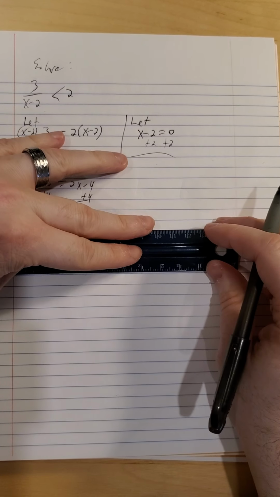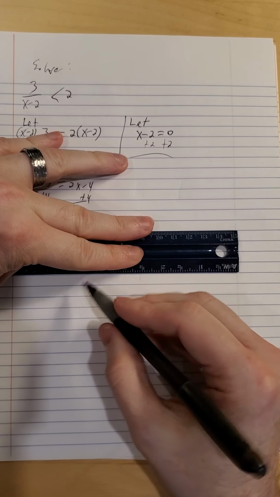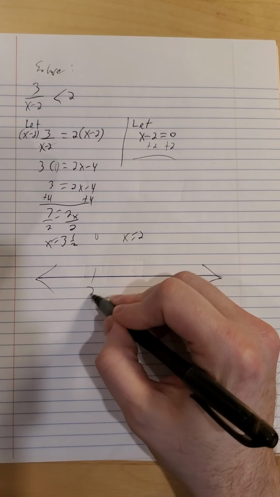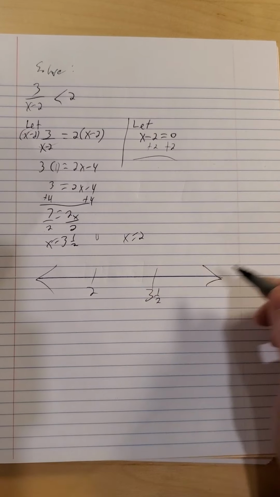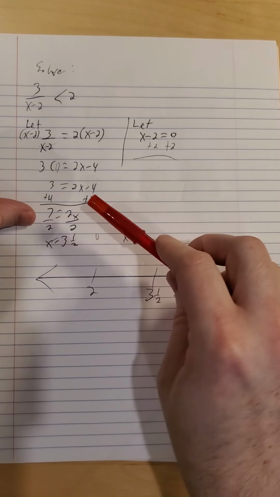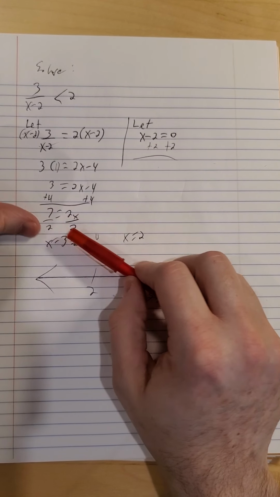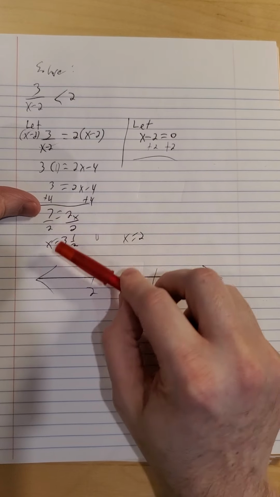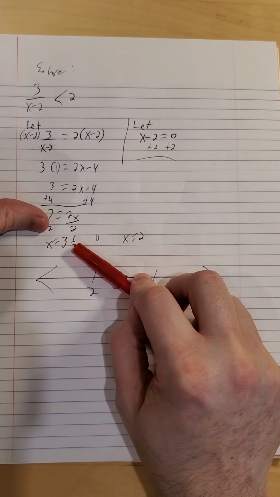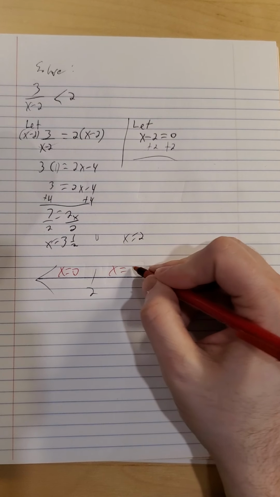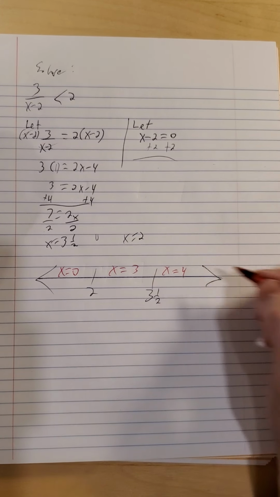So, again, 2 cuts to the number line. 2 on the left, 3.5 on the right. If you're having trouble putting an improper fraction into a mixed number, just remember it's division. 2 will go into 7 3 times with 1 left over. Keep your original denominator. So we'll test out x is 0, x is 3, and x is 4.